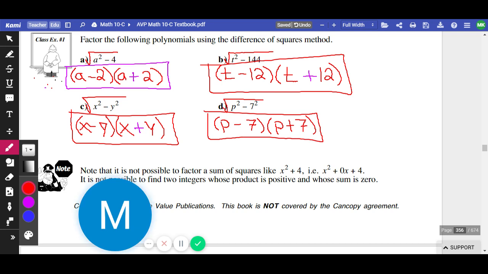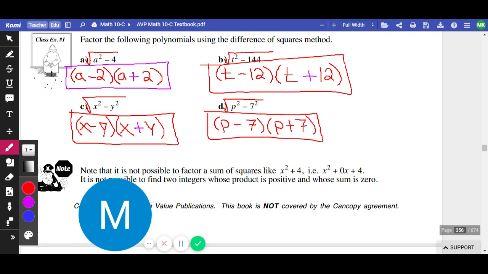Fantastic. On the side, I'm just going to take a minute to show you why this actually works, because sometimes people are like, whoa, how does that actually happen? Why is that working? I'm going to show you with the very first one, because that's the easiest one to do it with. So a squared minus 4. We said that if you did difference of squares, it would turn it into a minus 2, a plus 2. We could check our work by multiplying this back together and seeing if we get the original equation.